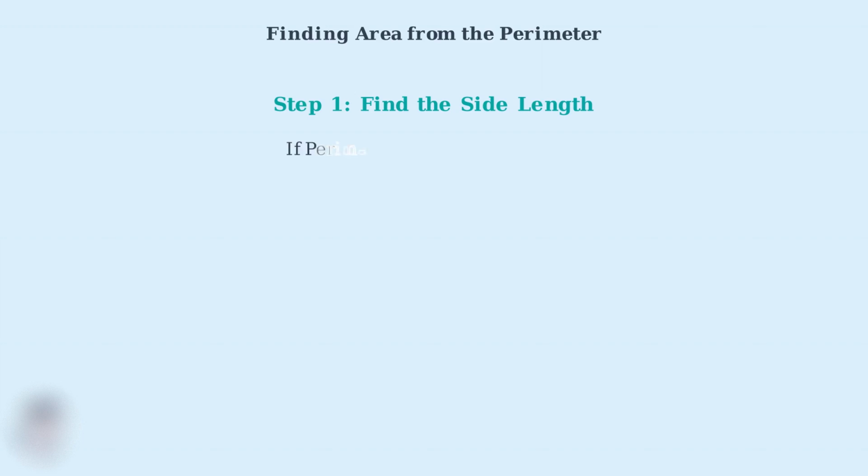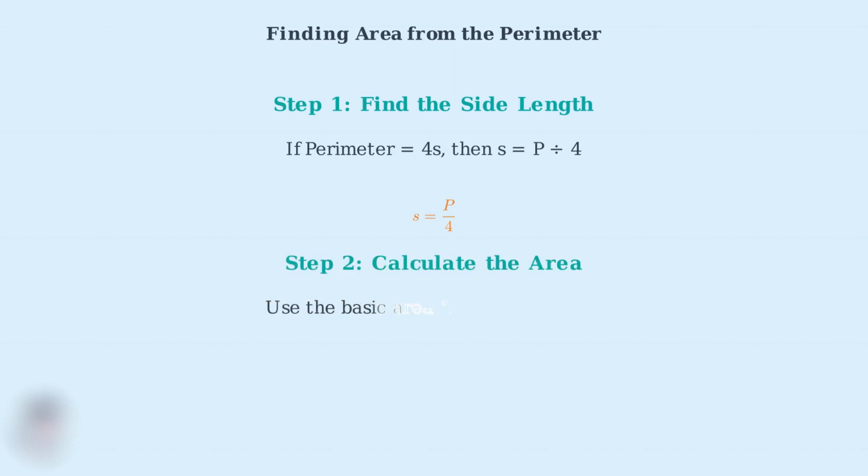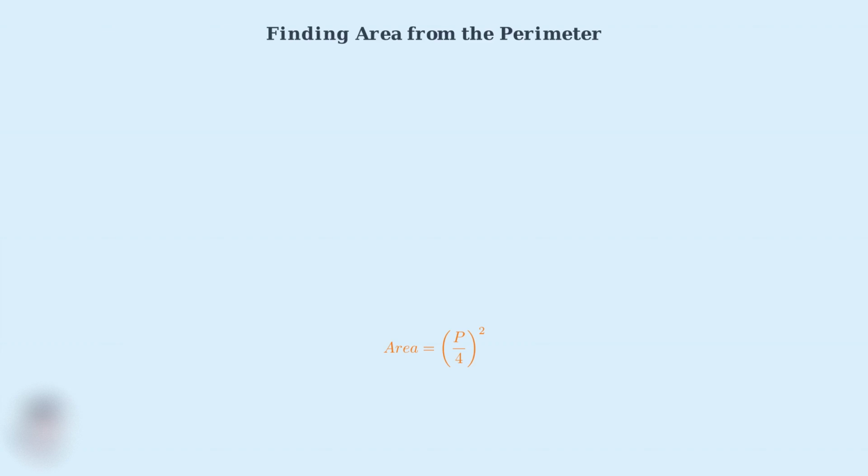Step 1 is to find the side length. Since the perimeter equals 4 times the side length, we can solve for s by dividing the perimeter by 4. Step 2 is to calculate the area using the basic area formula. Once we know the side length, we square it to get the area. We can substitute our expression for s into the area formula. Substituting s equals P over 4, we get area equals P over 4, all squared. This gives us a direct formula for finding the area of a square when we only know the perimeter.